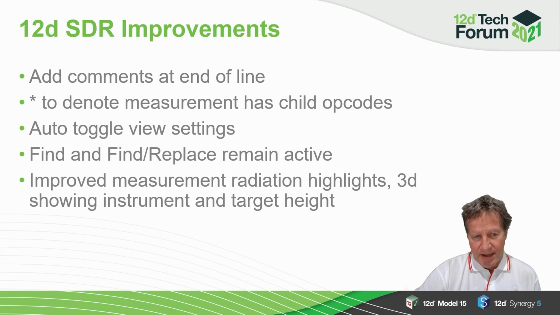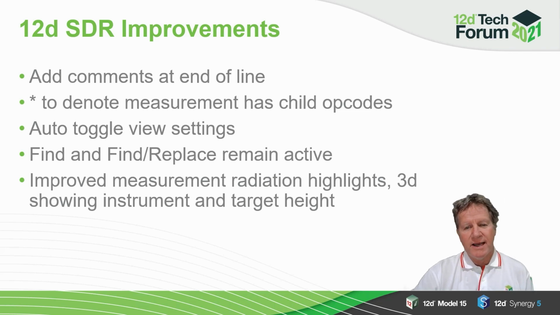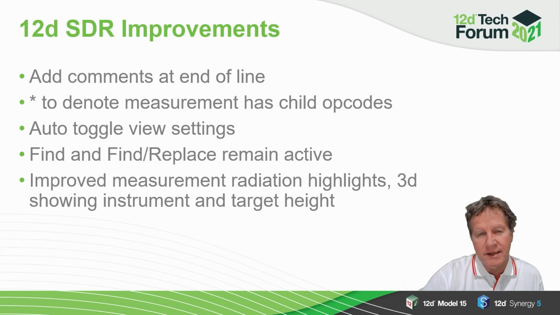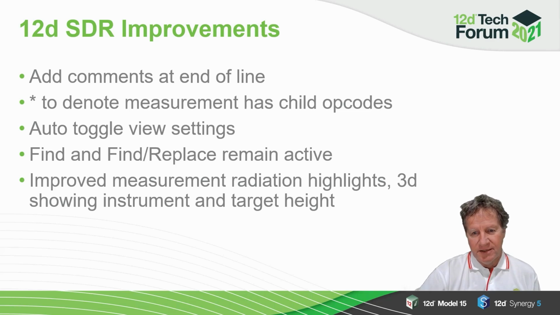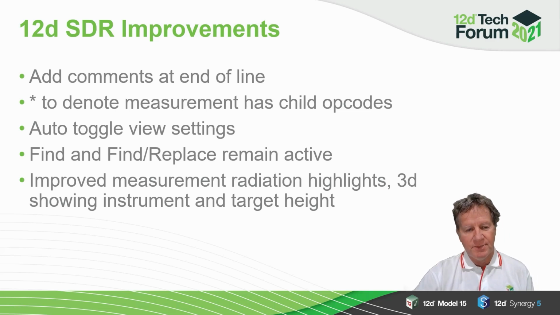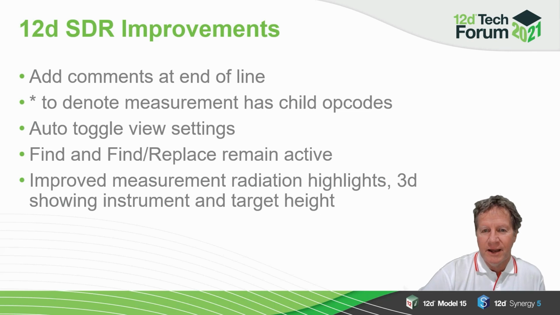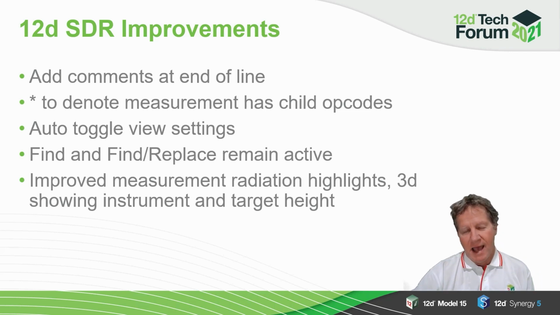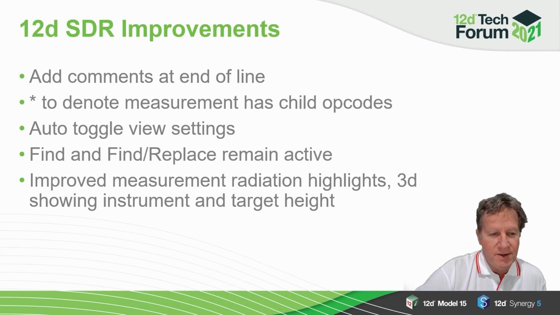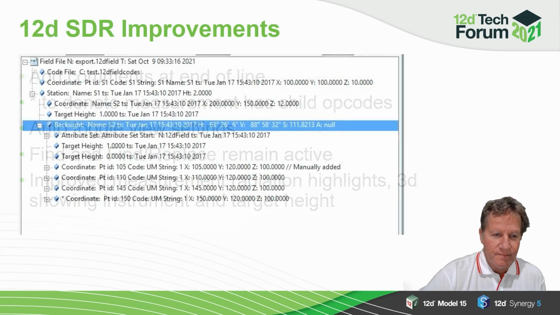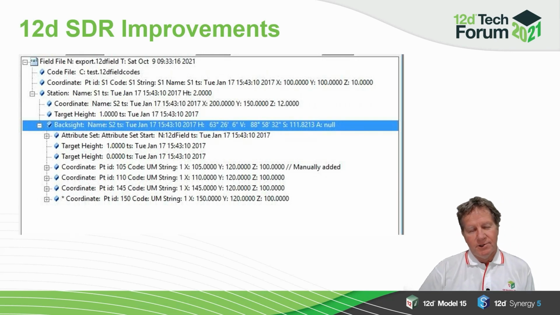And another interesting one, which really only makes a difference in 3D, is where we draw our radiation highlights from your instrument to the measurement in question. In 3D it will now actually show the instrument height and target height, and even label those in 3D for you, so that if you're trying to understand your survey, having a perspective view up at the same time can be very, very useful. Okay, so here we're just showing a little picture.